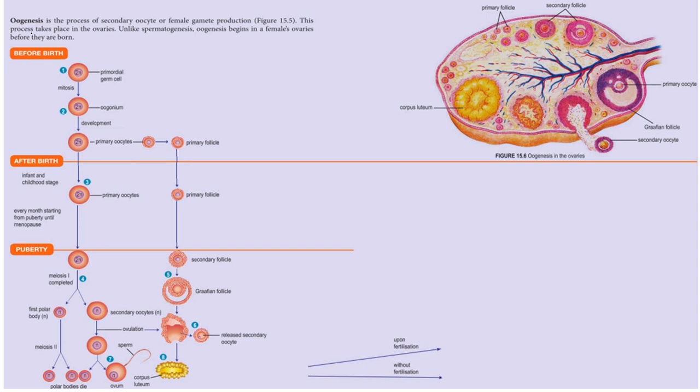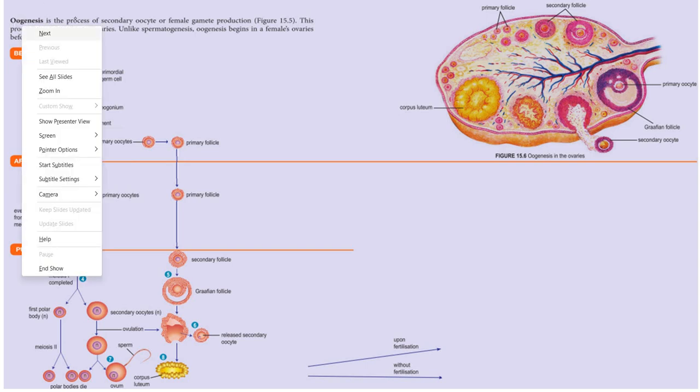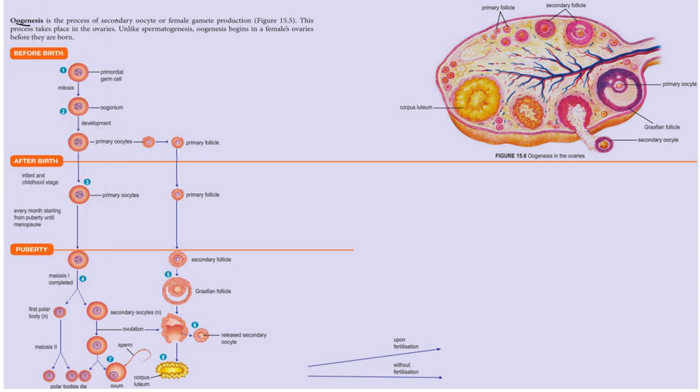Okay, so let us proceed with the oogenesis. Oogenesis is the process of secondary oocyte or female gamete production. This process takes place in the ovaries. Unlike spermatogenesis, oogenesis begins in a female's ovaries before they are born.